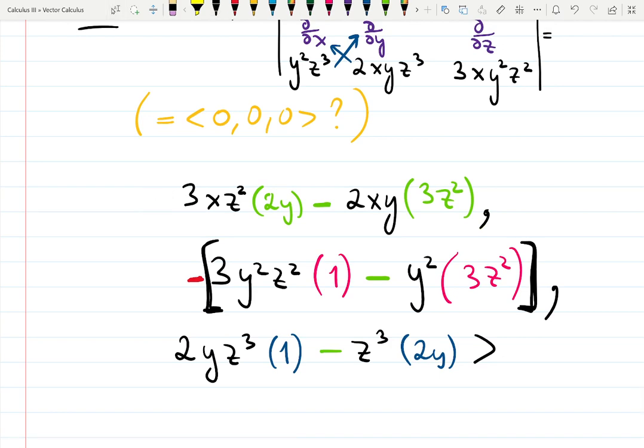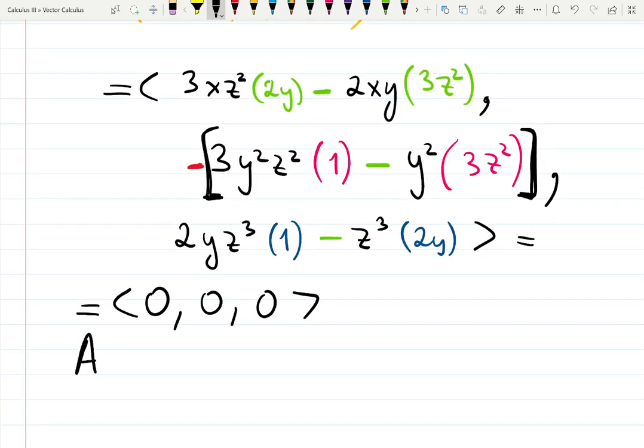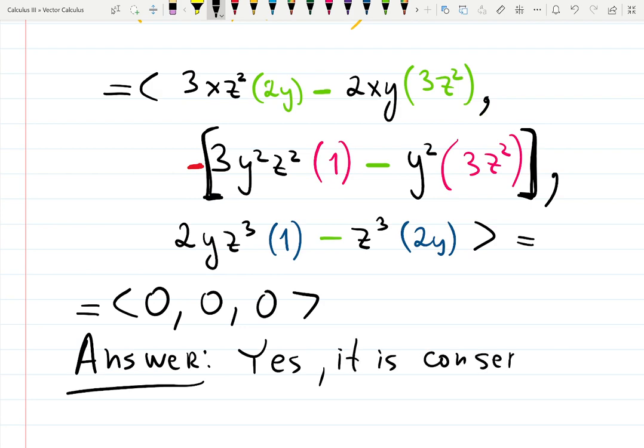vector. And now you just have to hope that it gives you 0, 0, 0. Then it is conservative. Check the first one, we check the second one. The last one is 2yz cubed minus 2yz cubed. 0, 0, 0. Amazing job. It says bingo in the notes here. So the answer is yes. It is conservative. Conservative. So careful, different.